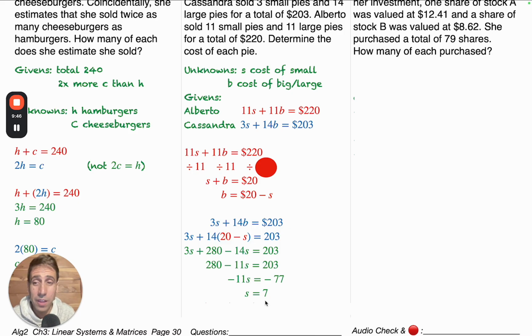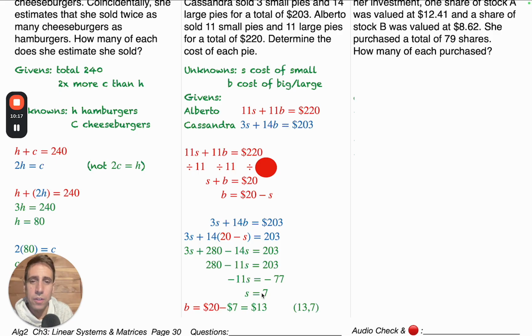It'd be kind of a red flag if you got a negative number or a decimal, because there's no way that S could be... it could be like $7.50, but here what we're saying is S is the cost of a small, and it's going to be exactly $7. It'd be a red flag if you got 7/3 of a dollar, or some sort of decimal that doesn't round very easily to the nearest cent.